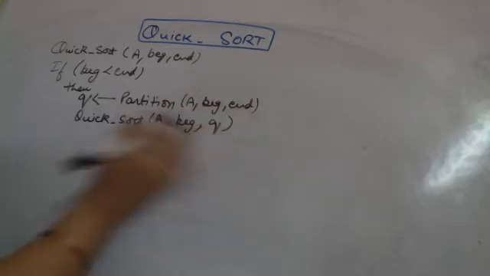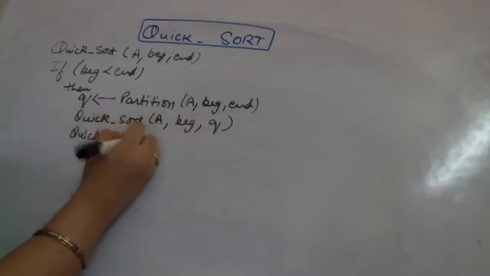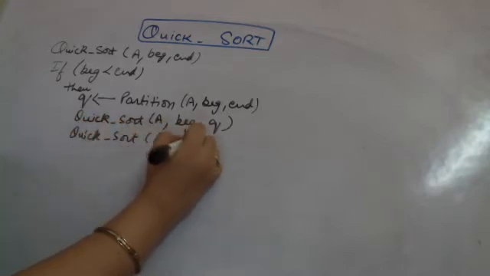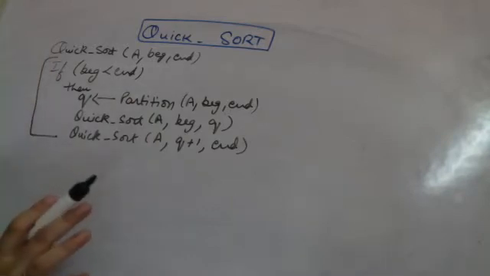This is the left half of the array, and I am again calling quick sort on A from q plus 1 to end. I am again calling it here. Now this is all. This is all the procedure there is in quick sort. That's it.